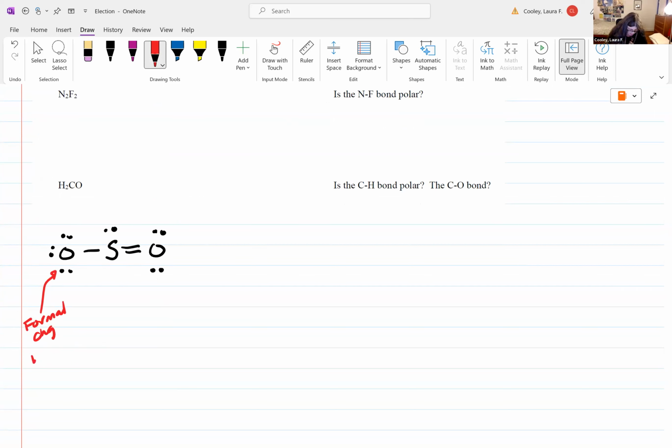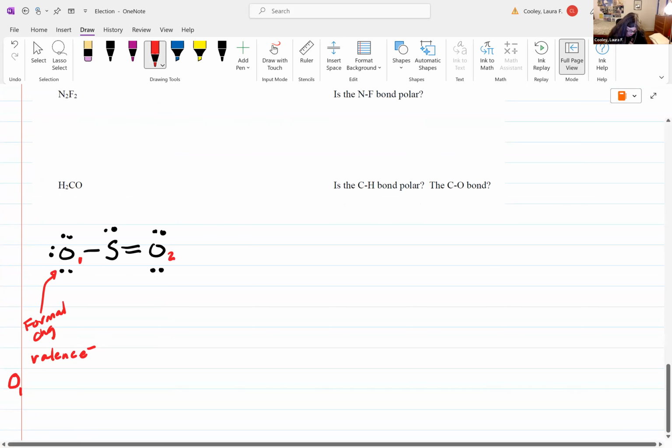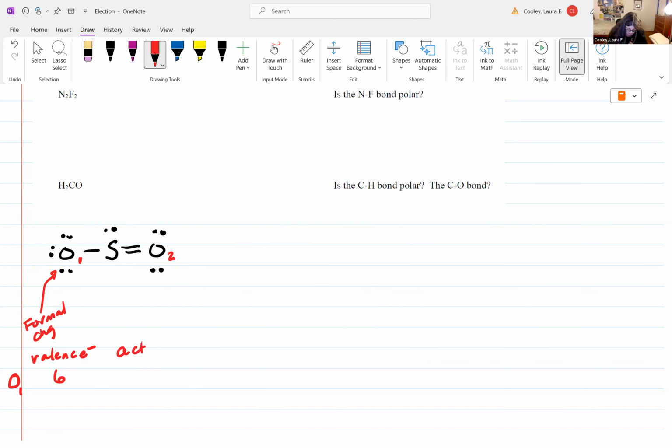So let's make a little chart. We'll put the valence electrons here, and valence electrons for oxygen. This is the first oxygen. This is the second oxygen. It is 6. And now we're going to count up the actual electrons associated with that oxygen.